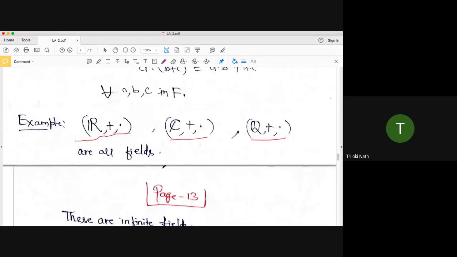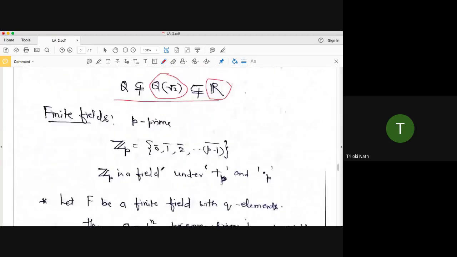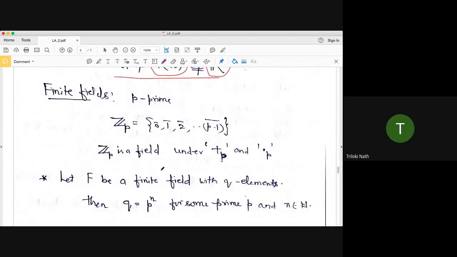So are there only infinite fields? No, there are finite fields also. So what is a finite field? The simplest example is Z_p, where p is a prime. That is the set of residue classes modulo p, the set of integers modulo p, that is 0 bar, 1 bar, 2 bar, up to p minus 1 bar. I am not going into the detail of the elements of Z_p. You are already aware of this Z_n group, right? So Z_p is a field under addition modulo p and multiplication modulo p.